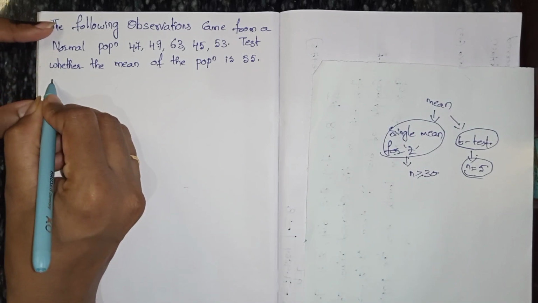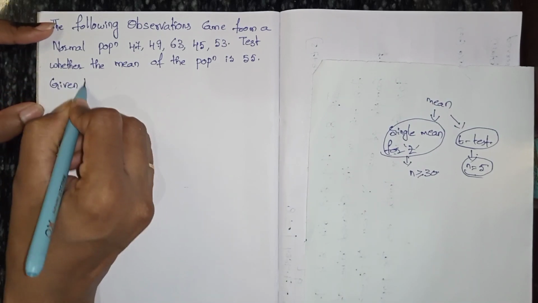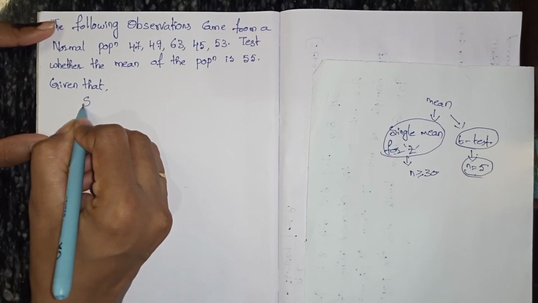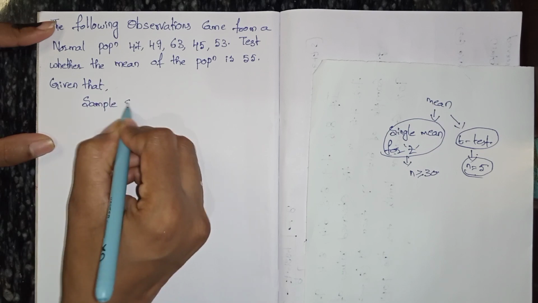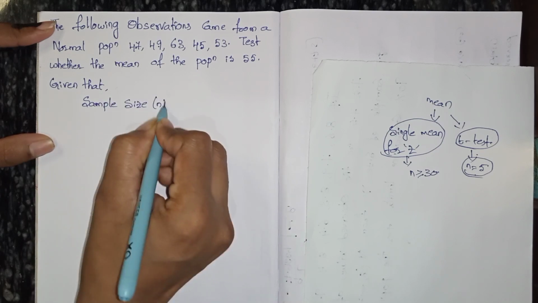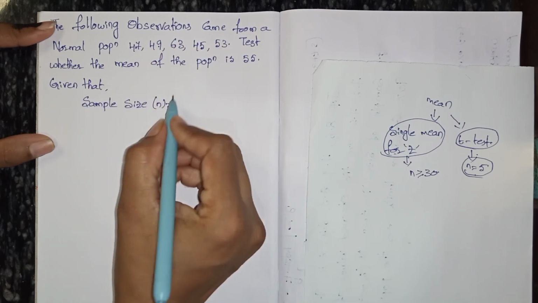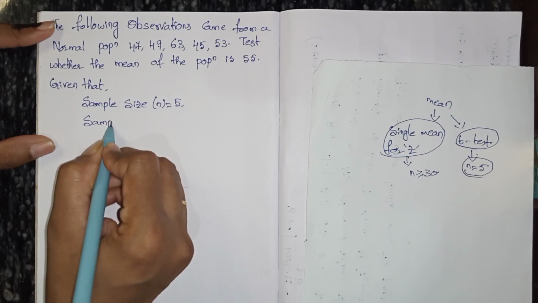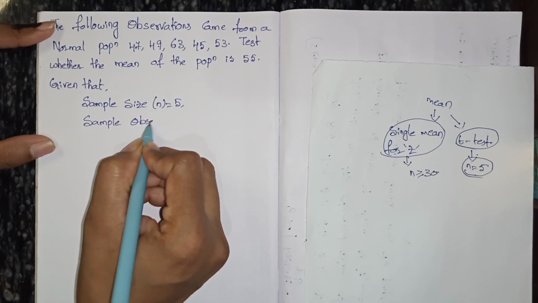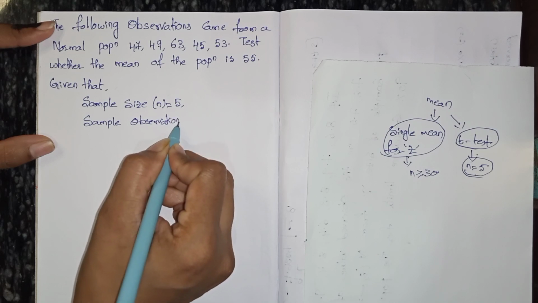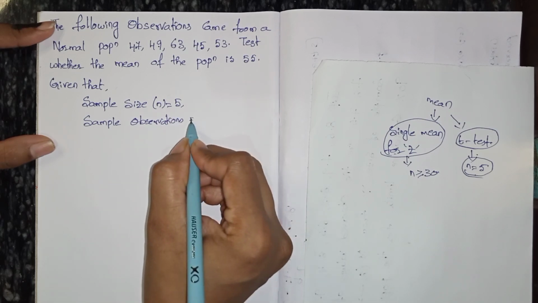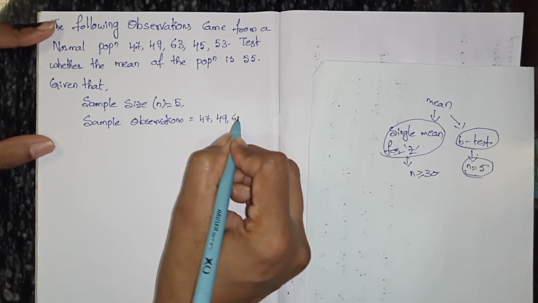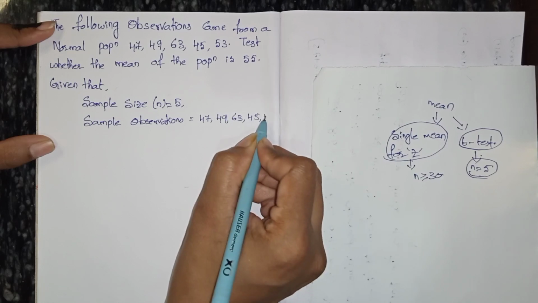Given that, sample observations, sample size how much? Sample size n equals 5. Sample points are sample observations, we can say. Sample observations equal 47, 49, 63, 45, 53.